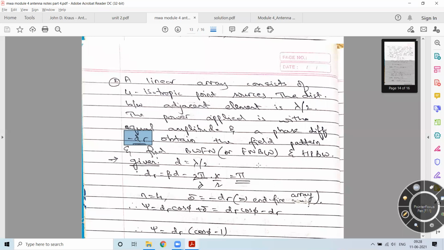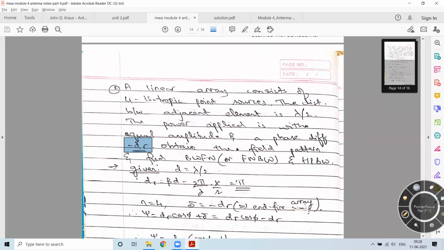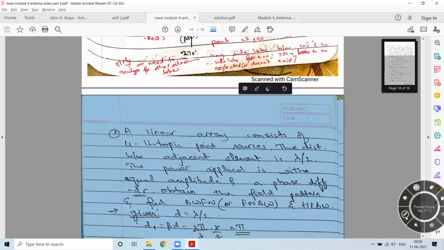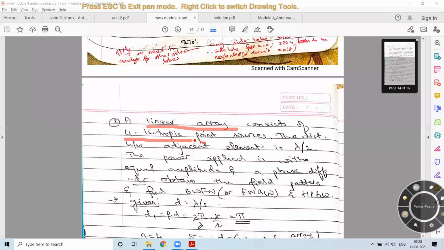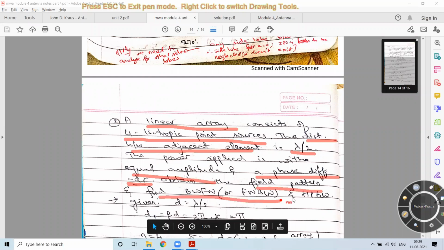Consider this one. Here we have a linear array that consists of 4 isotropic point sources. The distance between adjacent elements is lambda by 2. Now the power applied is with equal amplitude and a phase difference of minus dr. Obtain the field pattern and find the beam width between first null and half power beam width.